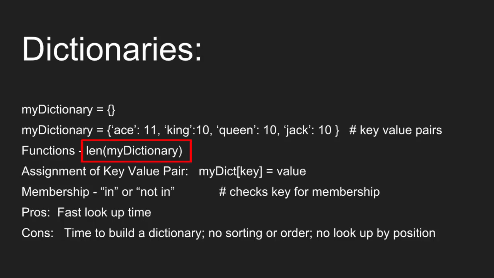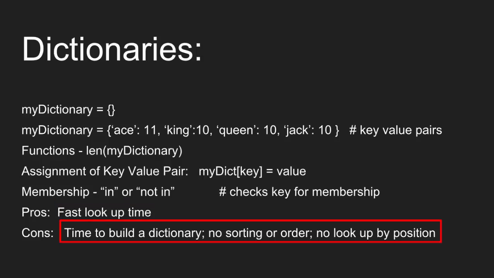So everything has a key, and the key must be unique, and the values can be duplicates, but it represents the value. Similarly to a list, we can find the length of a dictionary, and if we want to assign a new item to a dictionary, we simply do my dictionary, put in a new key, and assign the value, and that adds a new item, similarly to append. With dictionaries, we can also test for membership. We can use the in or not in keywords, and that checks if that key is currently in the dictionary. The pros of a dictionary are a very fast or constant lookup time, and the cons are it takes a little bit longer to build a dictionary, you can't sort it or there's no order associated with it, and you can't look up an item by its position.